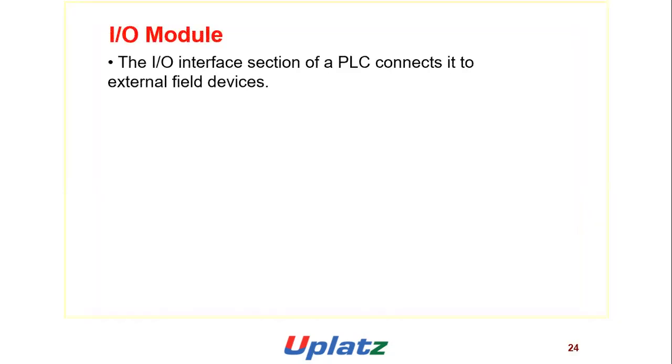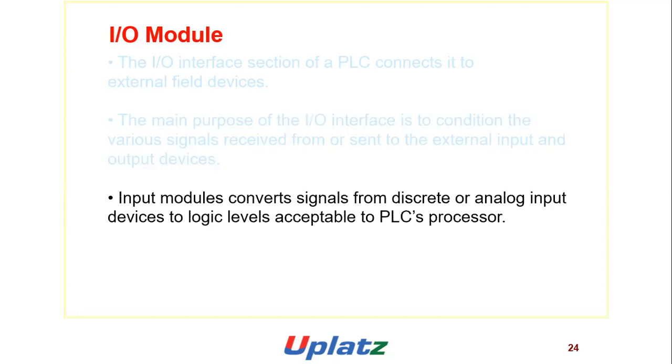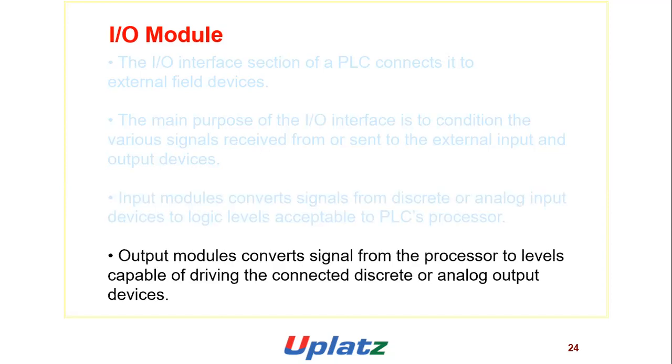I/O module: the I/O interface section of a PLC connects it to the external devices. The main purpose of the I/O interface is to condition the various signals received from or sent to the external input and output devices. The input module converts signals from discrete or analog input devices to a logic level acceptable to the PLC processor. The output modules convert signals from the processor to levels capable of driving the connected discrete or analog output devices.